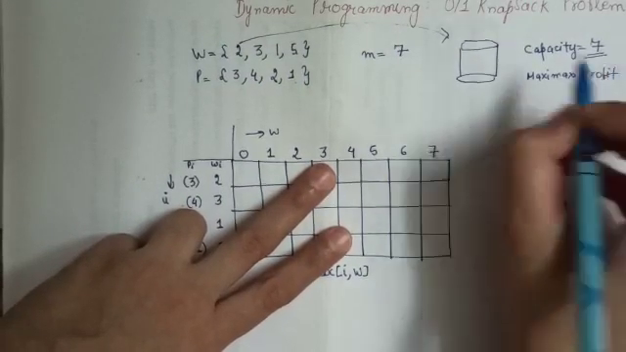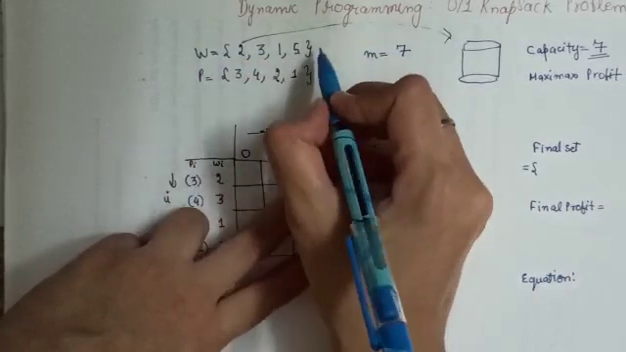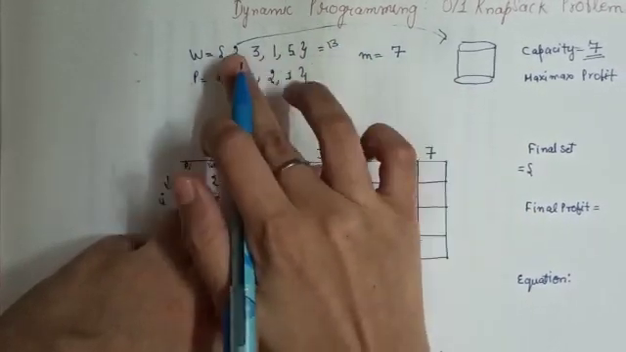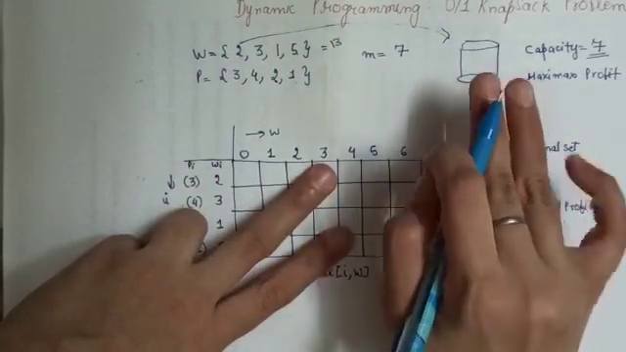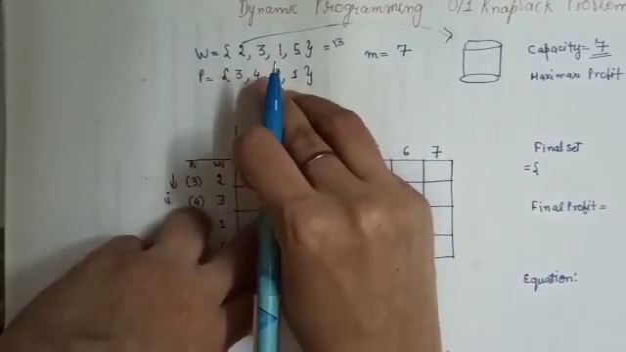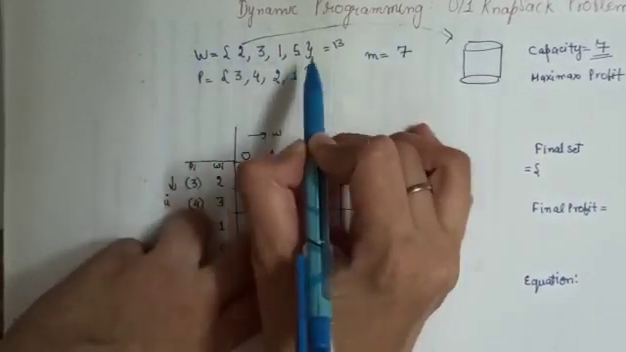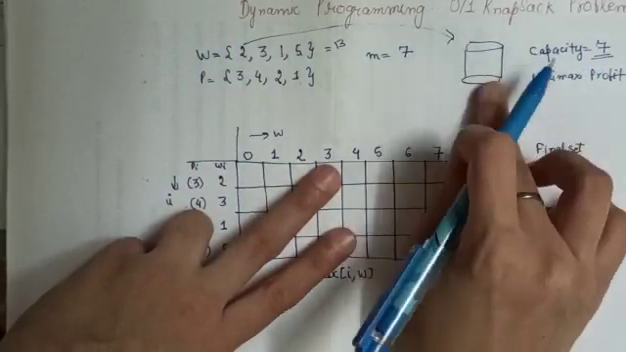Now you can see we have 4 weights, and the total weight is 13. So we cannot put all the 4 items into this bag, right? So we have to select some of the items from these 4 items such that the profit is maximized.